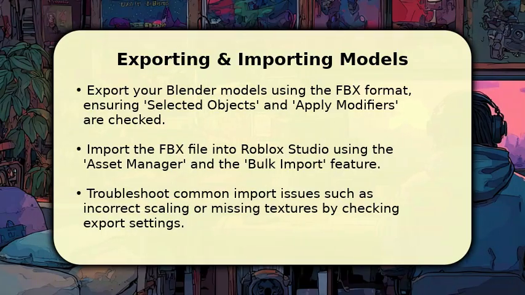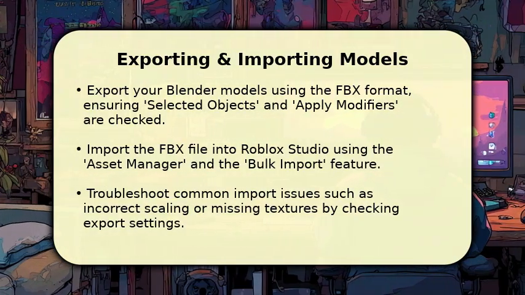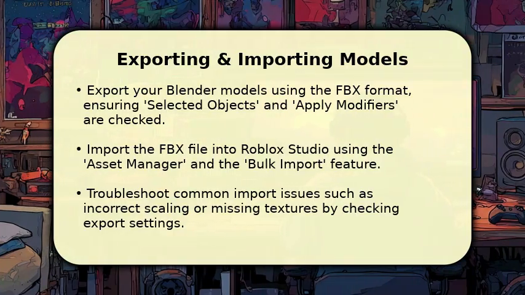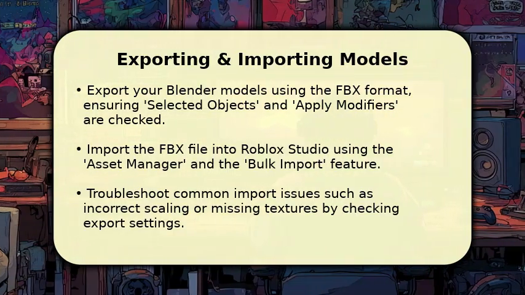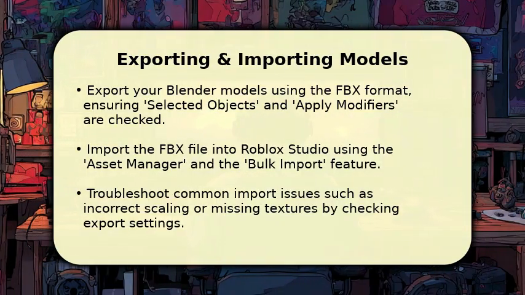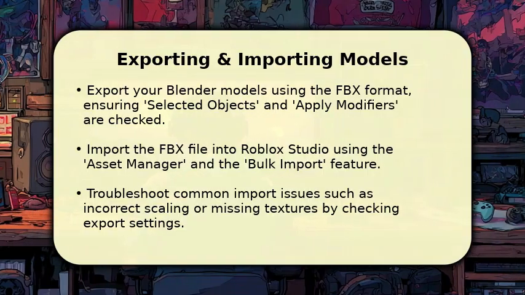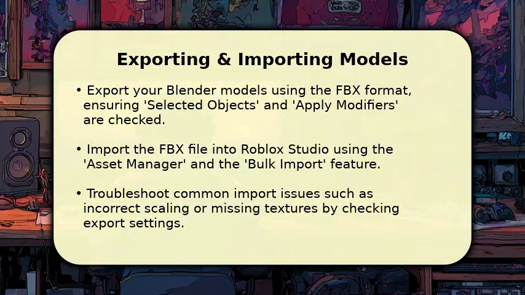Select your model in Blender and choose File, then Export and finally FBX. In the export options, make sure to select selected objects and apply modifiers to ensure everything exports correctly. Once in Roblox Studio, open the Asset Manager, click Bulk Import, and select your FBX file.